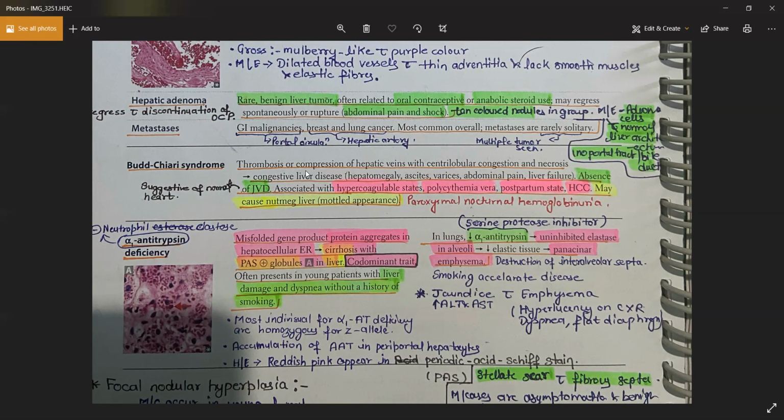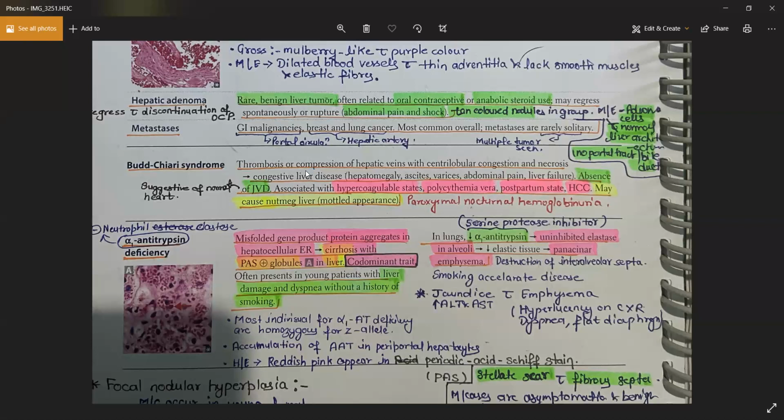So the first thing you will have is the central necrosis, because zone 3 is near the central vein. So zone 3 will be most commonly affected. You will have the necrosis in the central zone. You will have the hepatic congestion, hepatomegaly, ascites, varices, abdominal pain and liver failure.